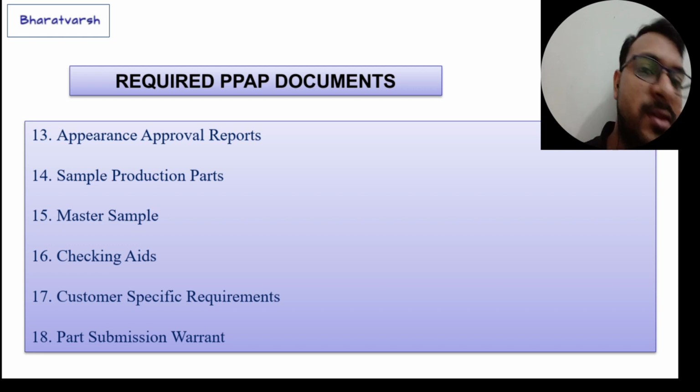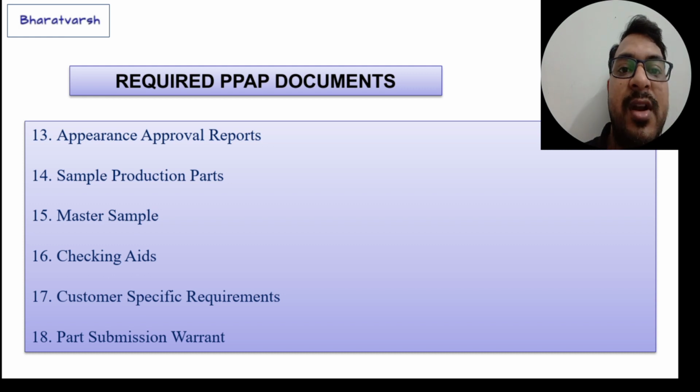18, part submission warrant. The part submission warrant is approved by the authorized customer representative, and it shows on which level we have to submit the PPAP, either level 1, level 2, level 3, level 4, or level 5, and whether it is the initial submission or a tool related submission. All submission related factors are shown in the PPAP part submission warrant.